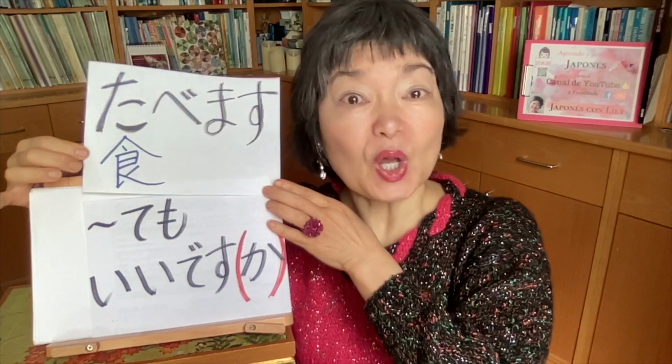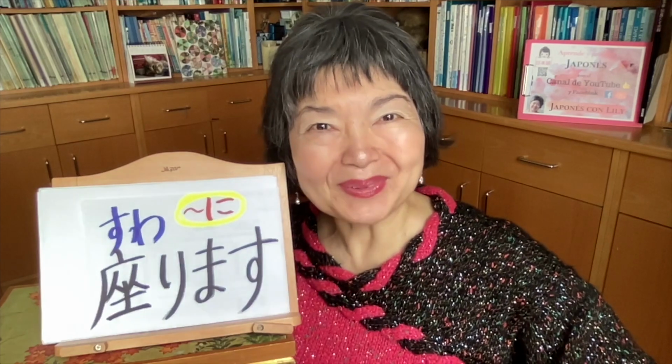Other example, 食べます. To eat. And the te form is 食べて. So 食べてもいいですか? これを食べてもいいですか? Can I eat this? And to say, sure, go ahead. We say, いいですよ、どうぞ. You can answer like this. もちろん. Of course. Why not? Let's see many more examples.